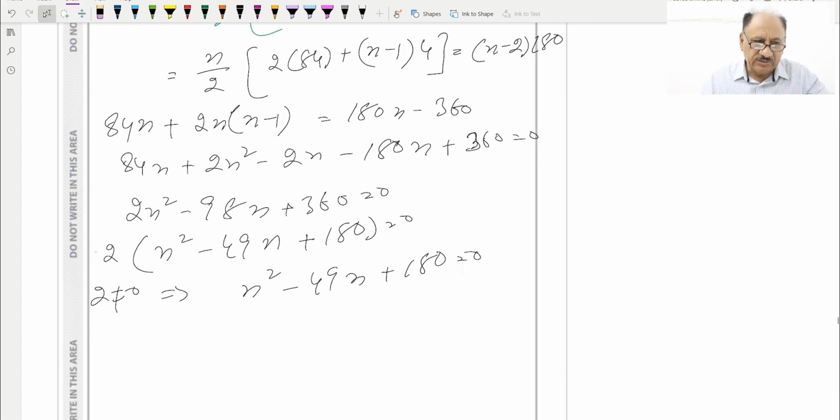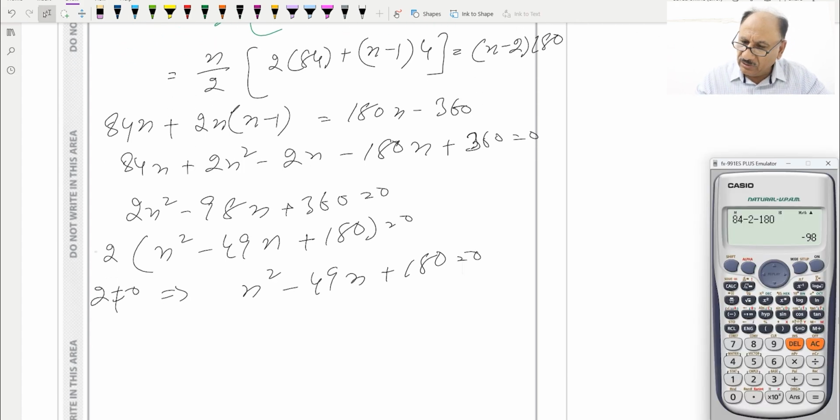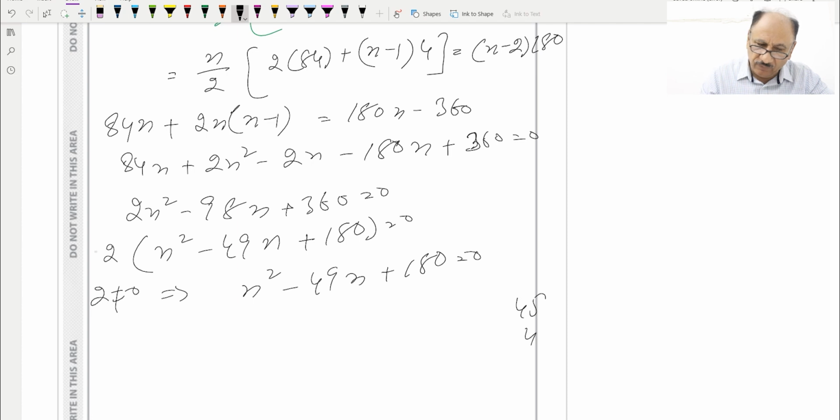Now we can factorize, and if we factorize with the help of the calculator, mode 5 3, and then 1, minus 49 and the constant 180, we will be getting 45 and 4. So our n value will be 45. You can write the steps. Okay, I will write the steps for you as well, so that you can understand properly.